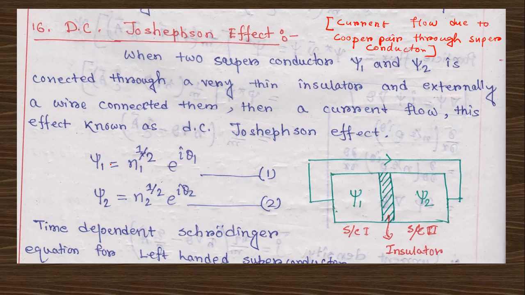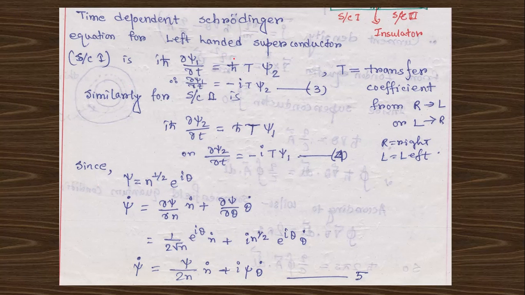And the wave function of this current flow is written as this. There, n is the number density of the carrier, and this is called the phase. This portion is the phase portion, and this is the number density. This is for superconductor 1, and this is for superconductor 2. So if we want to write the Schrodinger equation of these two, you can say that is i h cross del psi del t. The Schrodinger equation is H psi, right? H is nothing but the energy term.